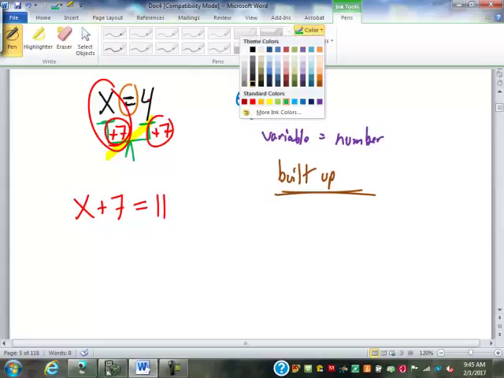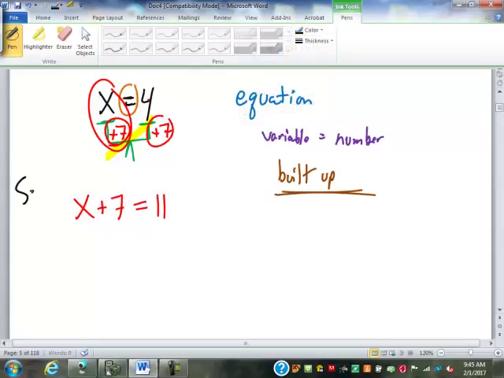Well, what we're going to see most of the time is this command, solve. And what that request is telling us to do is to take this apart.